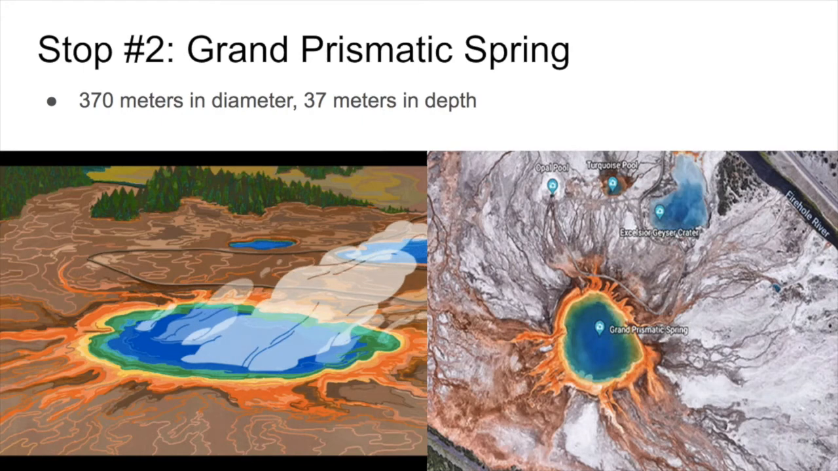Upon arriving at the Grand Prismatic Spring, the beauty of this spring is displayed through the variety of vibrant colors and its large size. The spring has a diameter of 370 meters and a depth of 37 meters, which makes it the third largest spring in the world. The colorful spring contains 87 degrees Celsius water at the center.